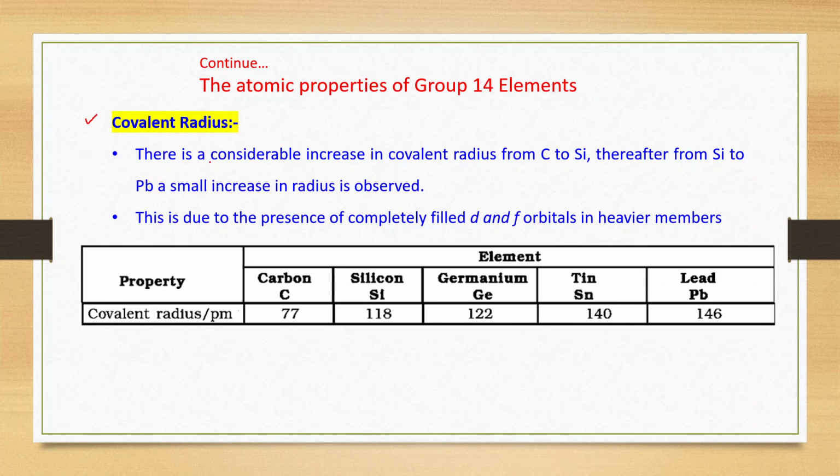Next, covalent radius. There is a considerable increase in covalent radius from carbon to silicon. Thereafter, from silicon to lead, a small increase in radius is observed. This is due to the presence of completely filled d and f orbitals in heavier members which offer poor shielding effect. So effective nuclear charge is more, and the increase in size is less. Just see, silicon to germanium, again the increase in size is less compared to that from carbon to silicon.